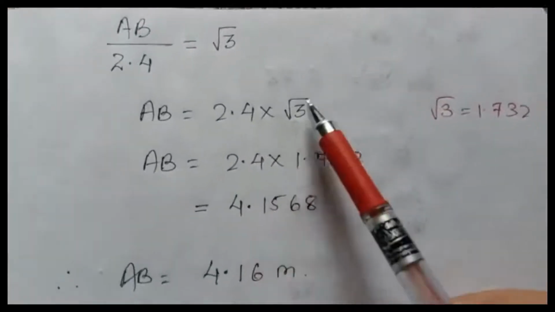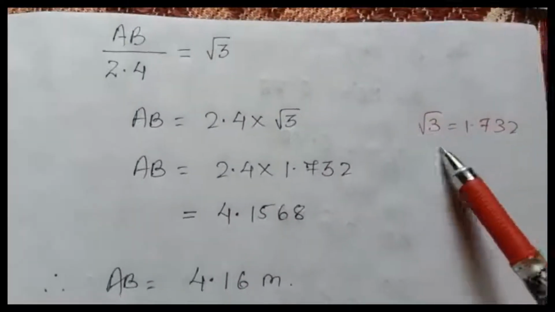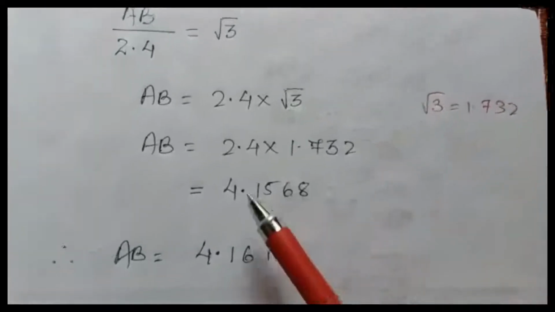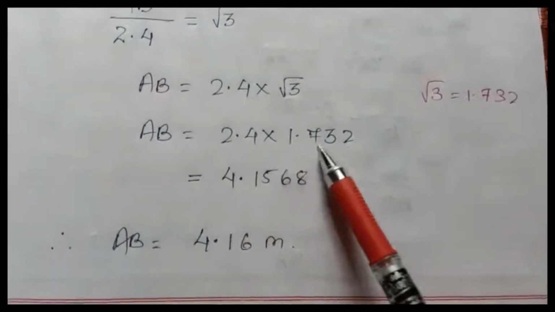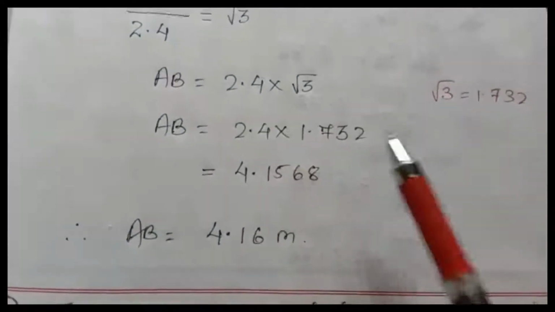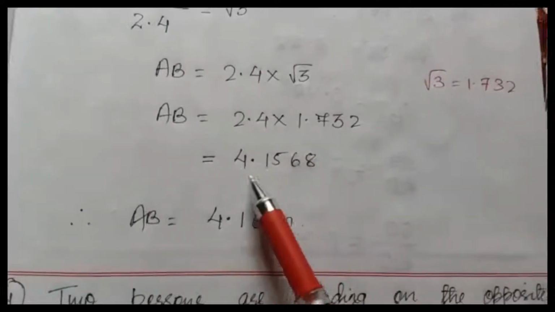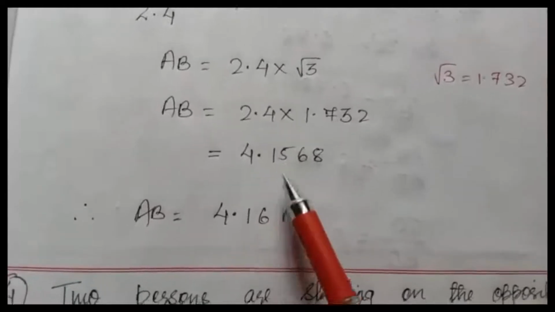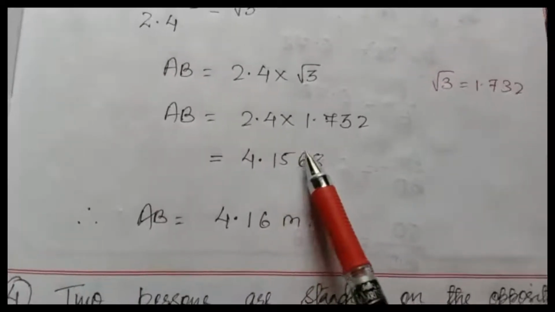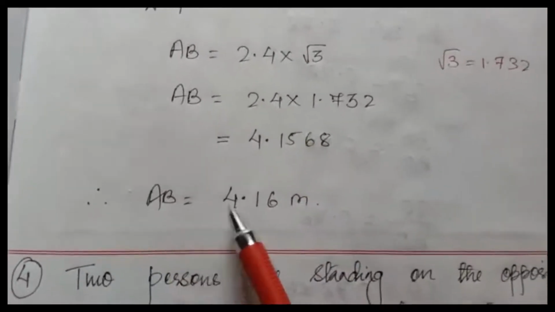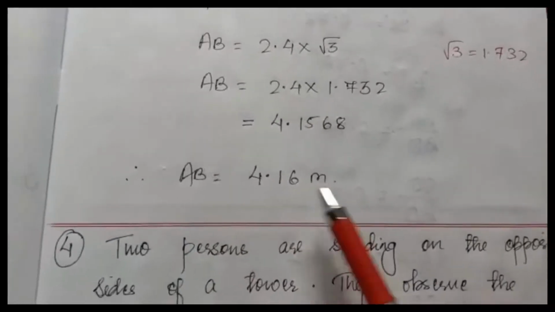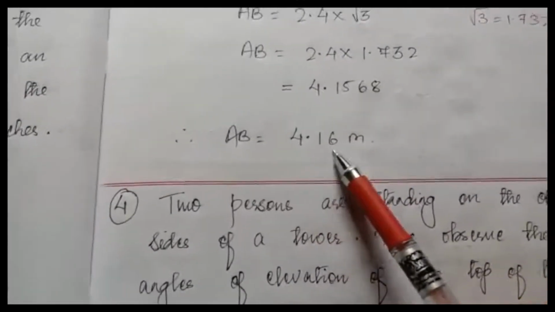So put the value of root 3, which is 1.732. So 2.4 into 1.732, after multiplication, you will get 4.1568. You can write only 2 decimal places, so you can write till here, but the next digit is 6, so add 1. AB is 4.16 meter. So this is the height, 4.16 meter.